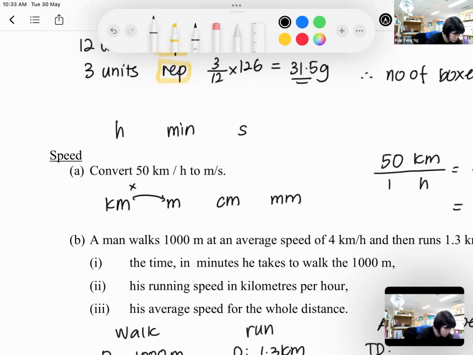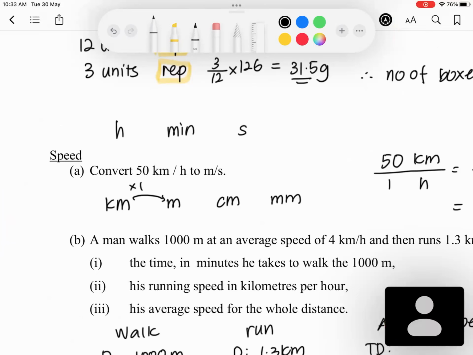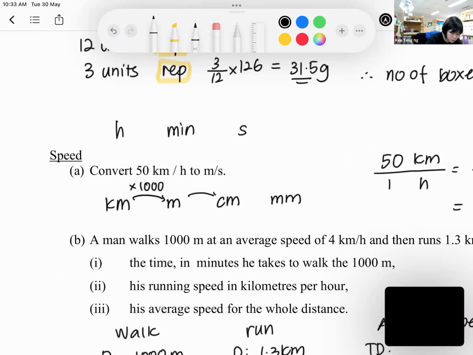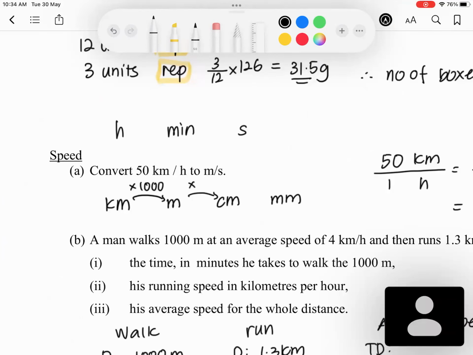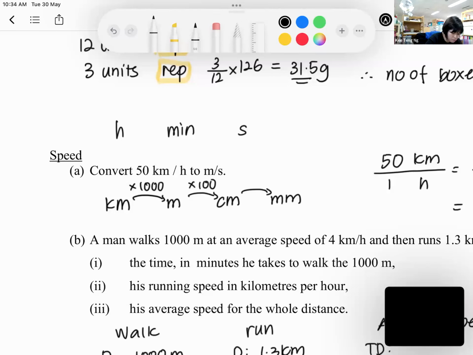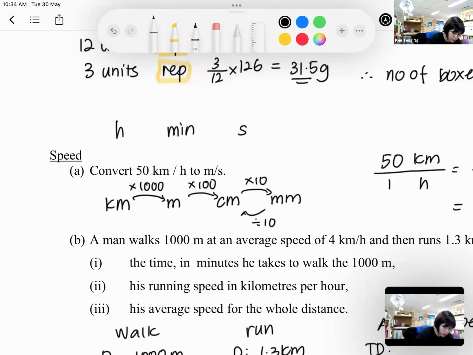Anyone? 1000. Thank you. Then meter to cm? 100. cm to mm? 10. Okay, so similarly, you divide by 10, divide by 100, the same. 1000. Hours to minute, 60. Minute to second, 60. Divide by 60, divide by 60.